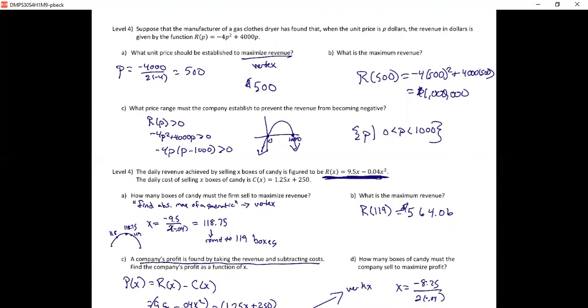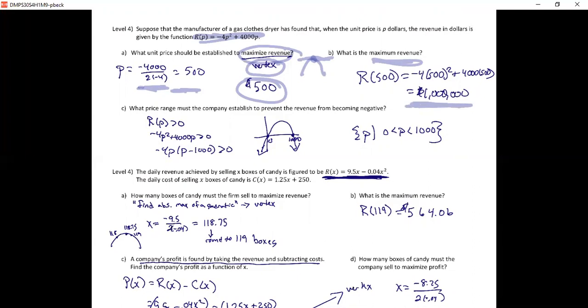To maximize our revenue, I first established that I want to know where I have my maximum revenue, aka the vertex. So to find the vertex, I did -b over 2a. It said $500 is my price to maximize my revenue. Now to find the maximum revenue, let's plug 500 into the R function, which stands for revenue. So R of 500 ends up being $1 million.